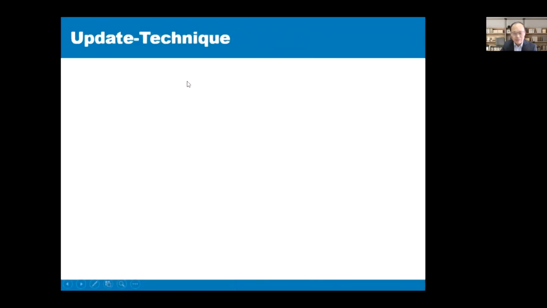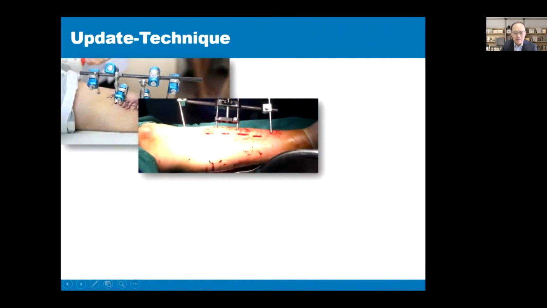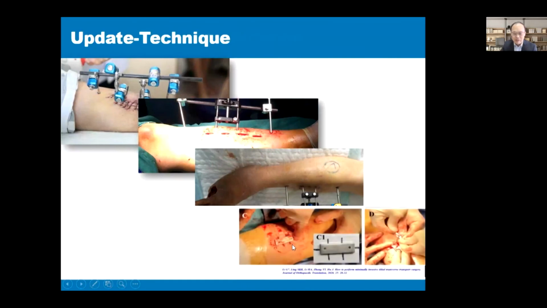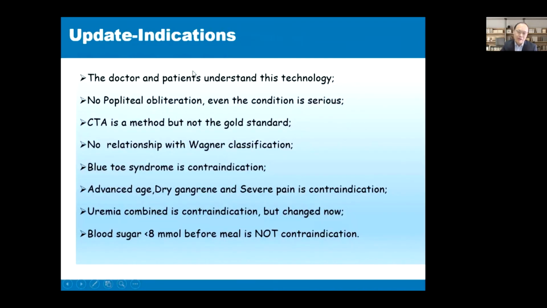Based on so much experience in patient management, the TTT technique improved day by day. You can see here, a big incision can change to a minimally invasive one, a small incision here and a small incision there. Professor Gang Li also modified the procedure with a guide, very easy for performing this surgery. There is also some instrument improvement. Here is the distal tibia, and also a small window at the proximal tibia can also achieve good results.